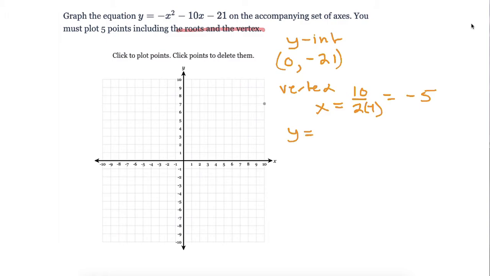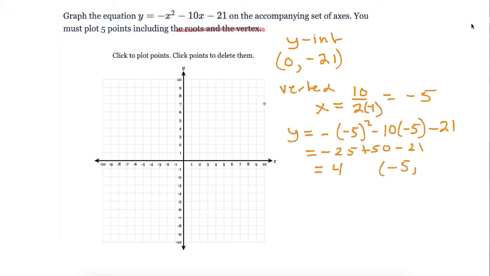To find the y value, we plug in negative 5 for x and do some calculations. In this case, we got negative 25 plus 50 minus 21. So negative 21 minus 25 is negative 46, plus 50 is 4. So our vertex is at (negative 5, 4). Right away, we know this thing opens down because a is equal to negative 1.